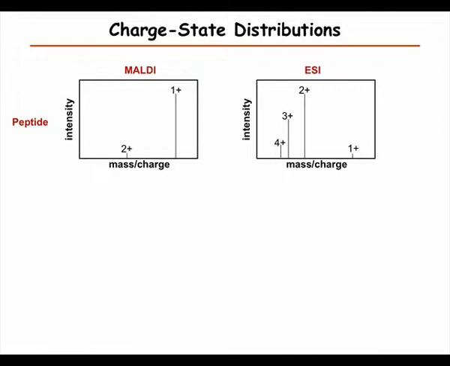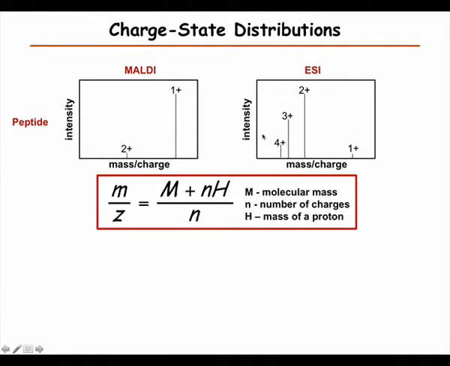So then we have the charge distribution. There are two main ways to ionize. One is the matrix, this laser desorption that I mentioned before. The other one is electrospray. If you have a peptide, usually in MALDI the 1+ is the most dominant. But in electrospray, it's usually more the 2+ or 3+, and you get more of a distribution.